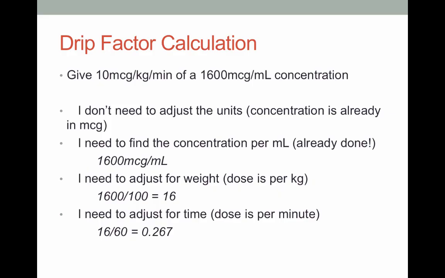So for this dopamine calculation, and the drip factor, that magic number, this is going to be per patient because we have to adjust for a kilogram. So the patient's weight is going to change. That magic number is going to change for dopamine, or any drug that is weight-based.